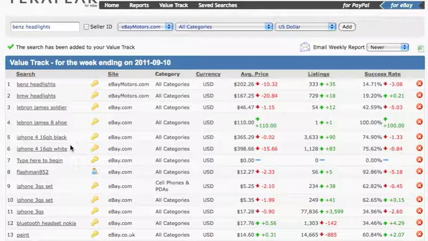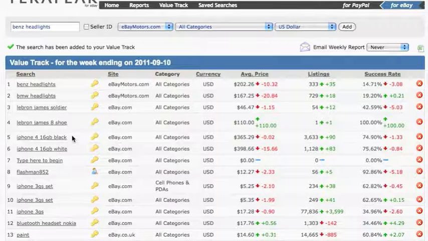For example, a smartphone seller might want to compare an iPhone 4 white model versus an iPhone 4 black model. And a shoe seller might want to compare a LeBron James 8 basketball shoe versus a LeBron James Soldier basketball shoe. And lastly, a motor parts seller might want to compare BMW headlights versus Benz headlights. Aside from viewing each product's average price, listings, and success rate individually and how they change over time incrementally, a seller might want to compare one product to the other relatively.